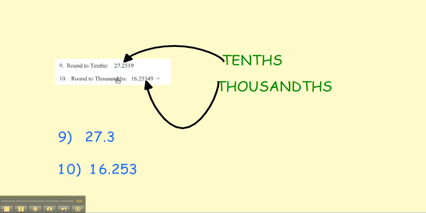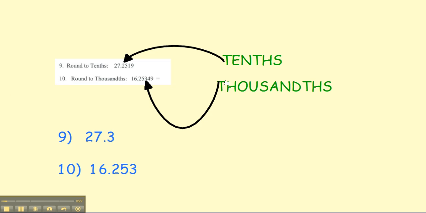So again, this was the tenths, and you want to look to the number to the right of it. It was a 5, which is 5 or above, round up, gave you 27.3. The next one, number 10, said round to the thousands. Here's the thousands place if you work your way out. And so the number to the right of that is a 4, which means we round down. So this will be 16.253 when we finally round this.